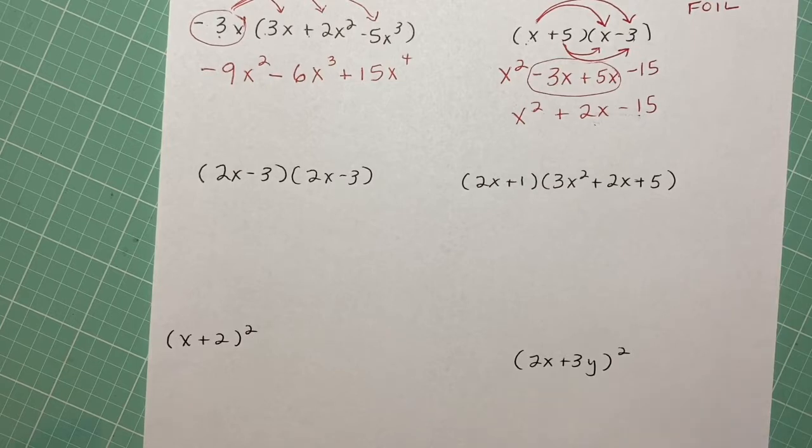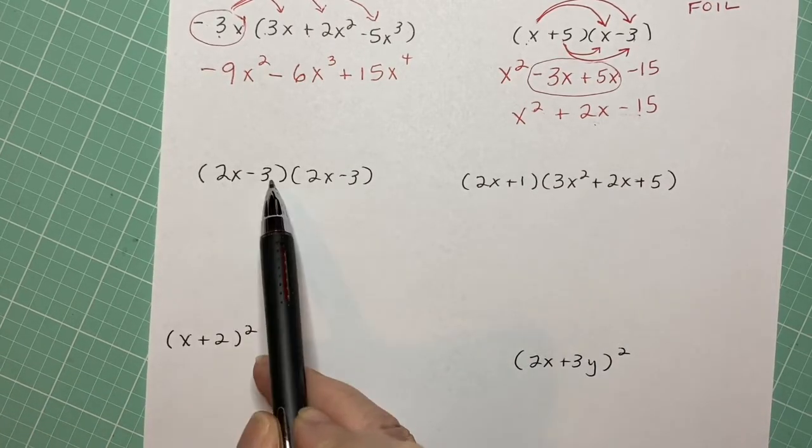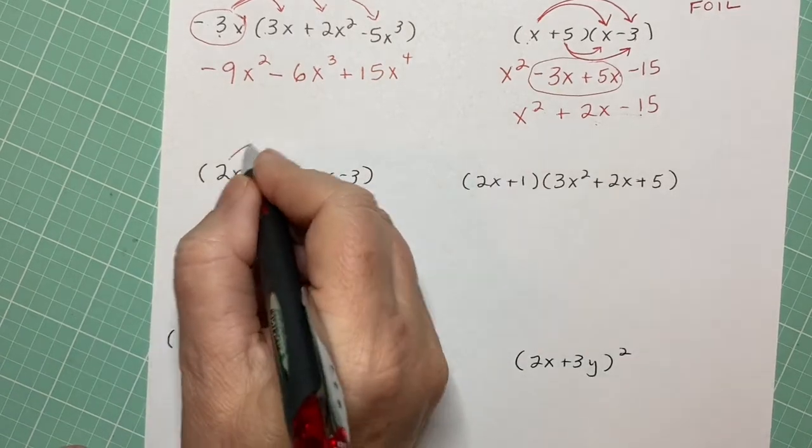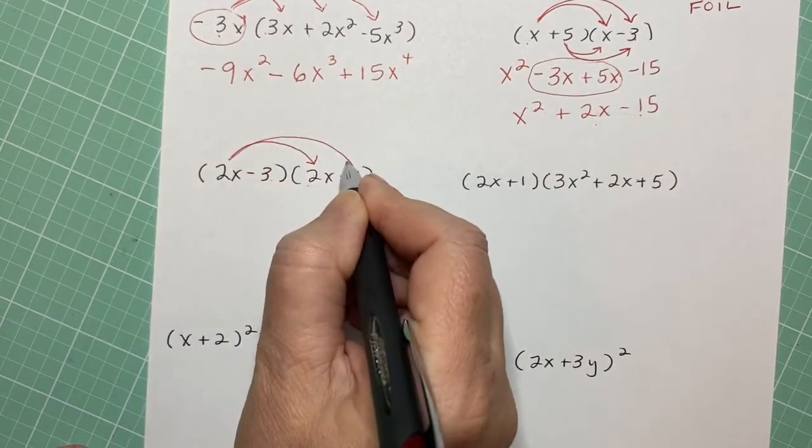But let's look at this next one, 2 terms times 2 terms. So I'm going to take the first term and multiply it times both things over here.